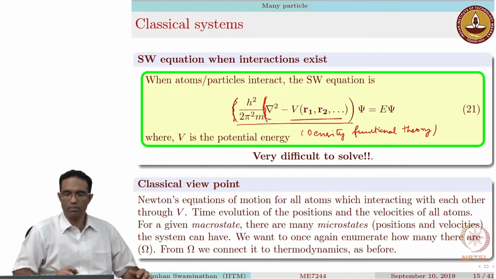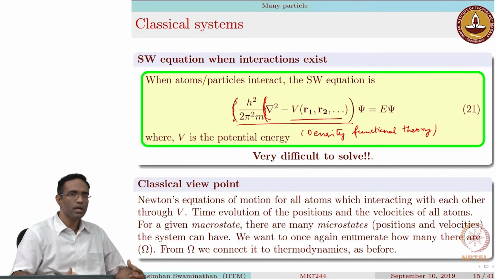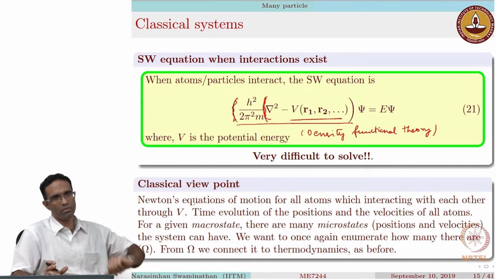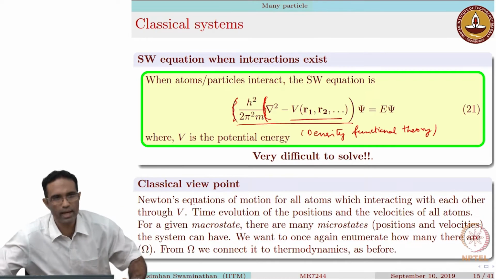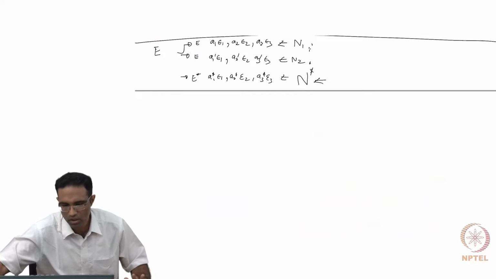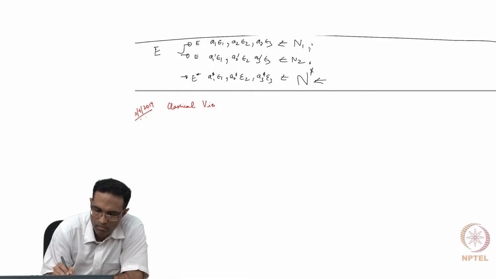In Newton's equation of motion, the manner in which it is done is as follows. You consider a system comprising a large number of atoms, and each of these atoms is interacting with each other through some force field, through some potential. You can write down the equations of motion for each and every particle comprising the system, and when you solve the equations of motion, you get the positions and the velocities of all the atoms comprising the system as a function of time. Okay, so the classical viewpoint: solve Newton's equations of motion.